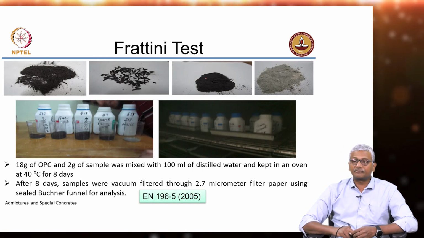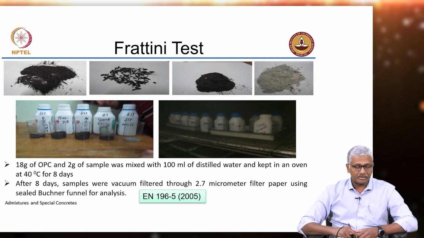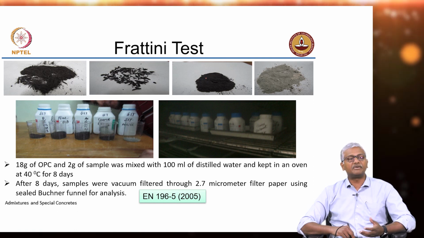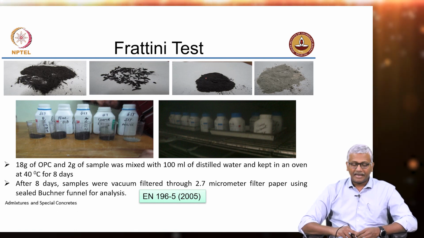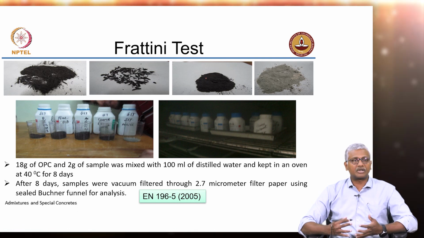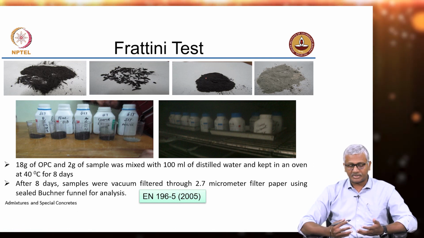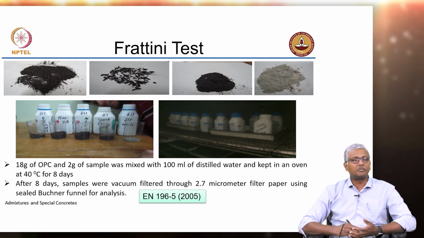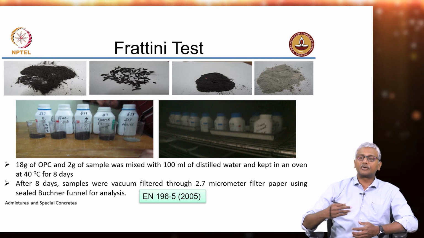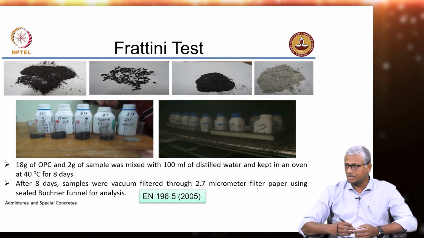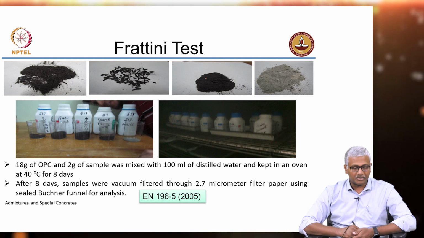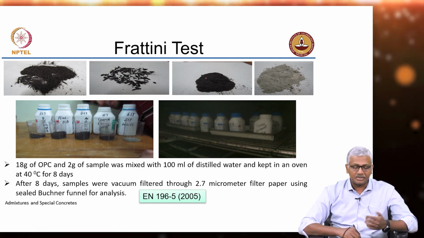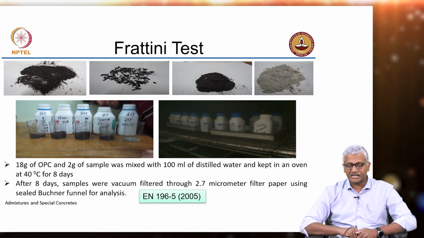There is another chemical test called the Frattini test, where we mix the supplementary cementing material along with Portland cement, and we put it in a container which has excess water. In this case, 100 milliliters of distilled water is used to initiate the Pozzolanic reaction between the calcium hydroxide that is generated from the cement hydration and the added supplementary cementing material, okay. And this is kept in an oven at 40 degrees for 8 days. So, you see here the same experiment being repeated with bagasse ash.